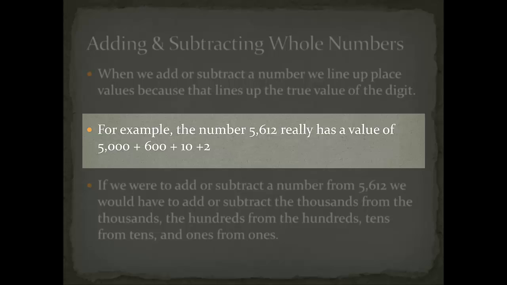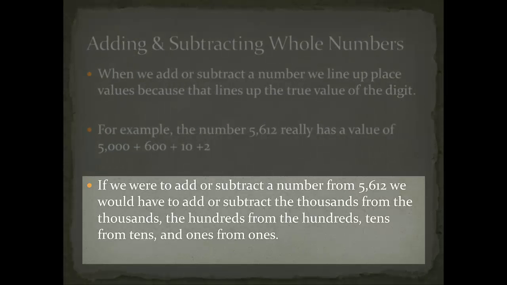I've written this number in expanded form to show you that each digit has a value. So the 5 really has a value of 5,000 because it's in the thousands place value. The 6 really has a value of 600 because it's in the hundreds place value. The 1 has a value of 10 because it's in the tens place value, and the 2 really does have a value of 2 because it's in the ones place value.